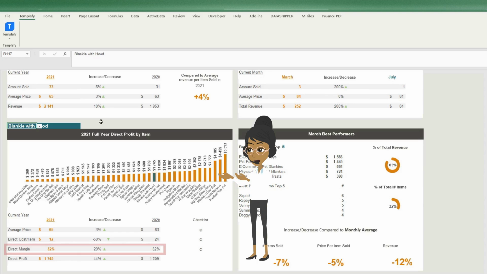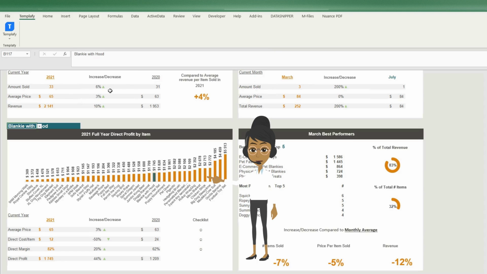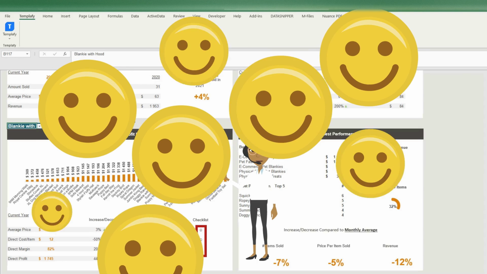The direct margin increased by 20% in 2021 compared to 2020. This means that for every blanket sold, we keep 20% more revenue after the deduction of direct cost. The direct profit increased by 44% in 2021 compared to 2020. This is driven by the increase in margin by 20% and the increase in amount sold by 6%. And we know the increase in quantity sold when we select the blanket with hood in the graph just above this one. And in the checklist, you get the smiley faces for free whenever you did a good job.